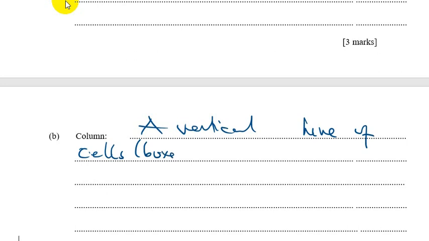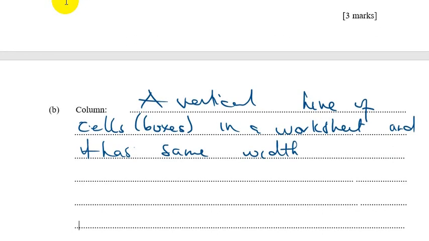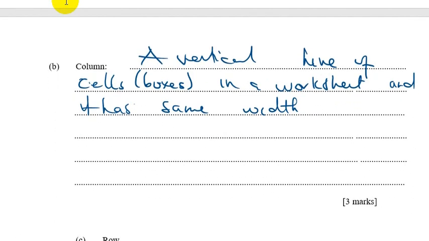Column. With columns, you can say it's a vertical line of cells, or probably boxes in a worksheet. And it has the same width. Okay.